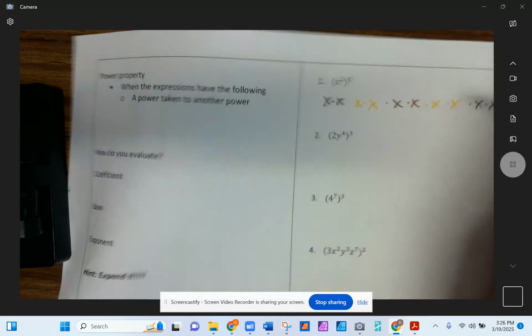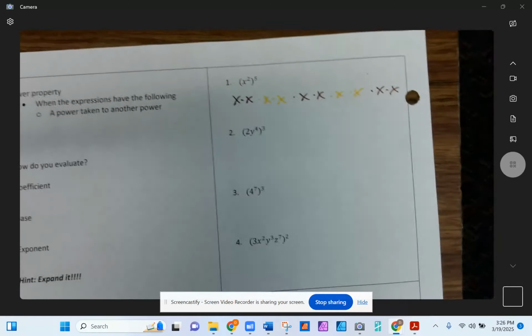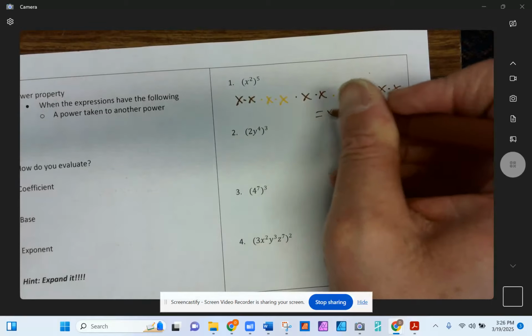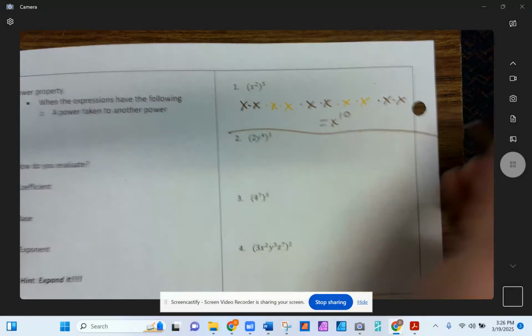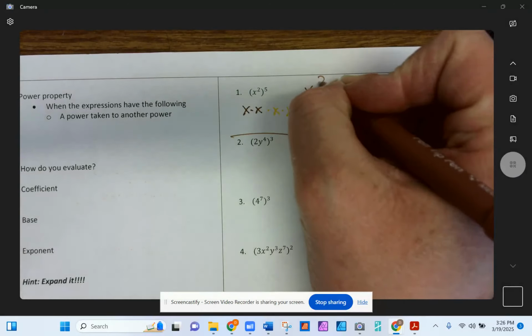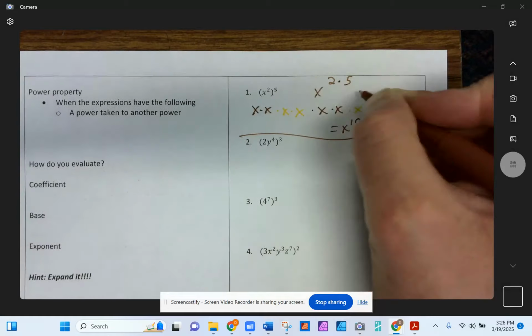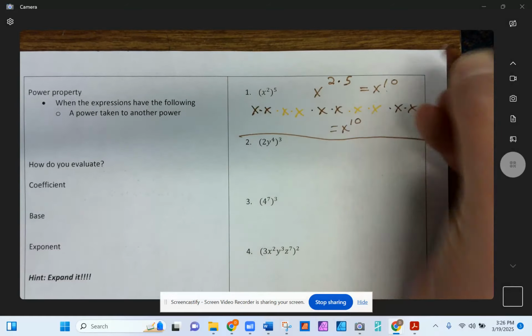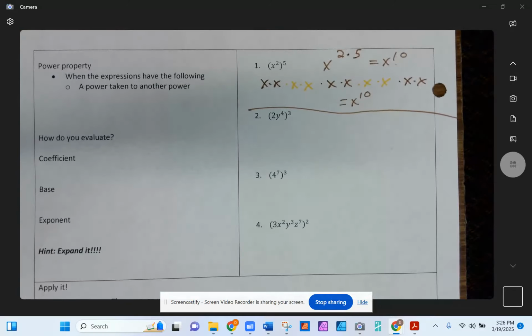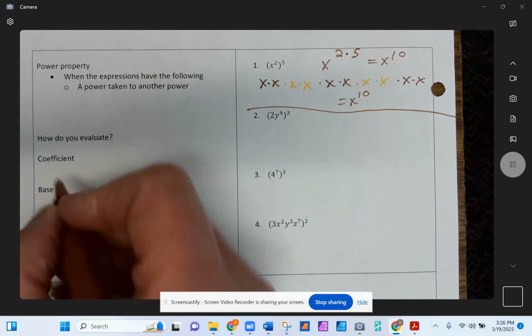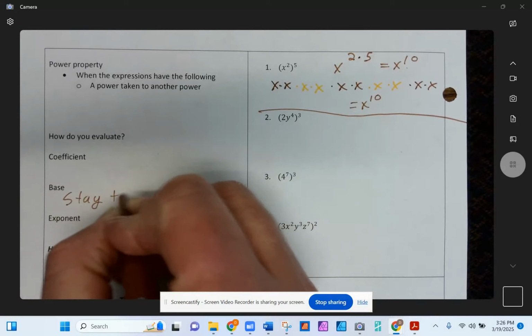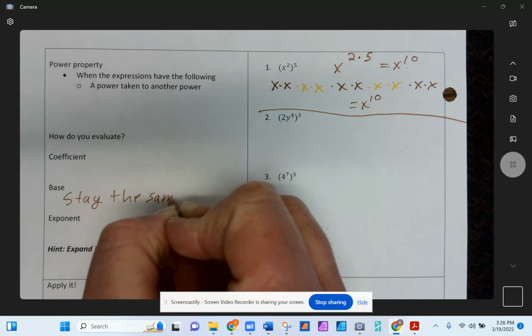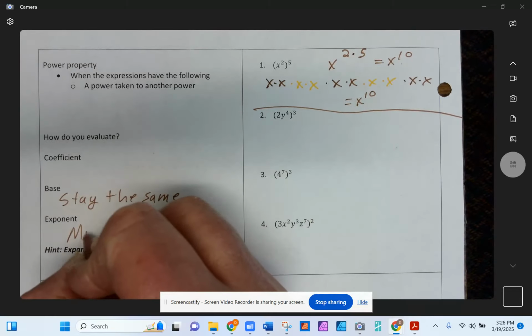And so when we write it out all like this, we can see that we have x to the power of 10. The shorthand way of doing this would be x to the power of 2 times 5, which is x to the power of 10. Okay, so the idea, how do we evaluate these things? Your base is going to stay the same, just like in pretty much all these. And your exponents will be multiplied together.